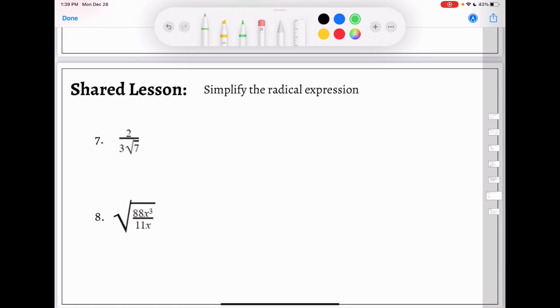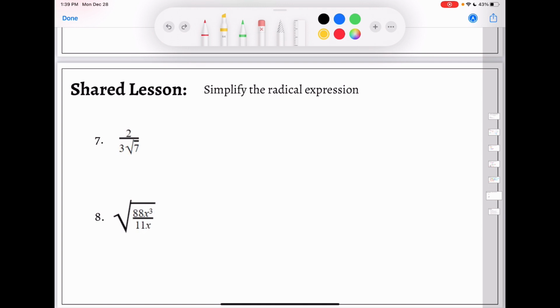All right, here are our last two, just to make sure you're really understanding this idea of reducing and clearing that radical off the bottom. Number 7, 2 over 3 radical 7. I have a 2 on the outside and a 3 on the outside. Can't reduce that. 2/3, nothing I can do there.